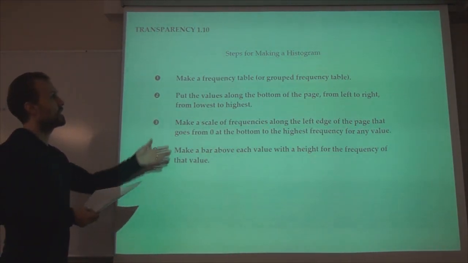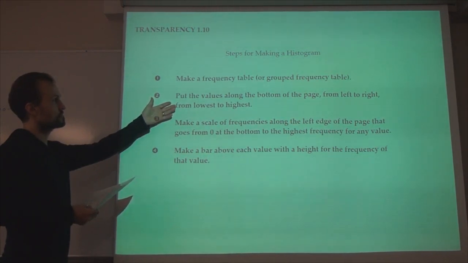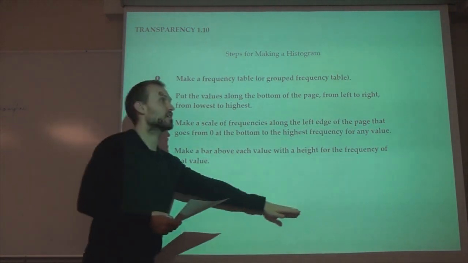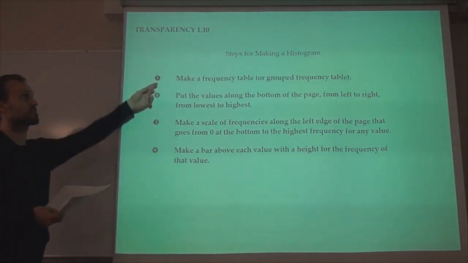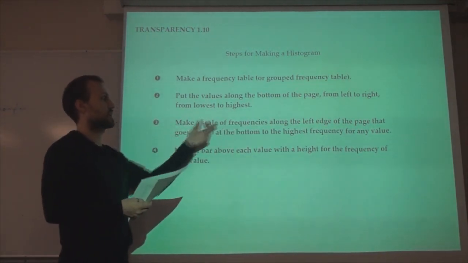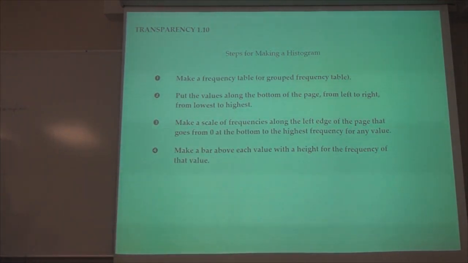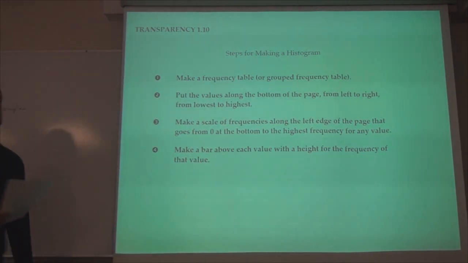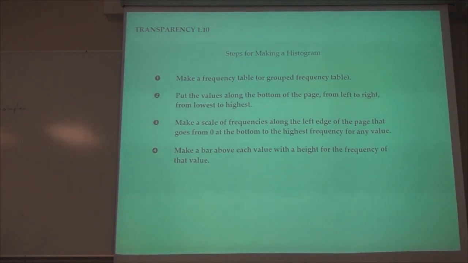Then I put the values along the bottom of the page from left to right. I'm making my horizontal axis according to the values or the groupings, and then my vertical axis according to the frequencies, but I can also graph the percentages, and then just make a bar for each frequency that I get. Nothing to it. And when we get to SPSS later on, we'll see what the steps are in SPSS to make that histogram as well.